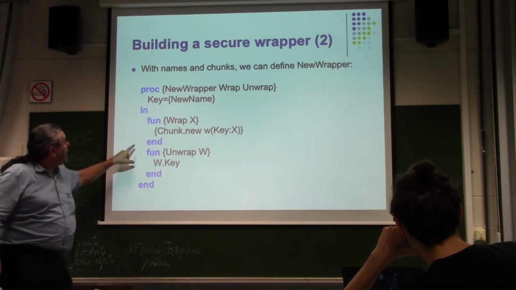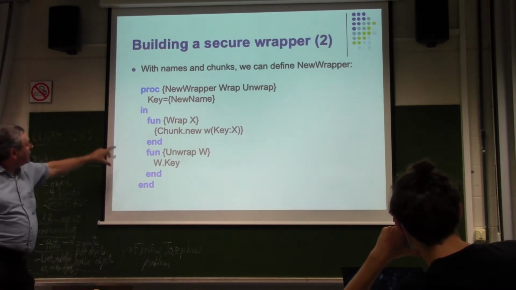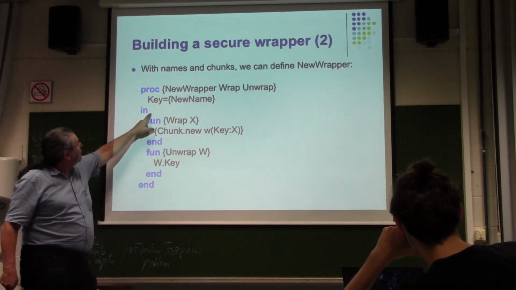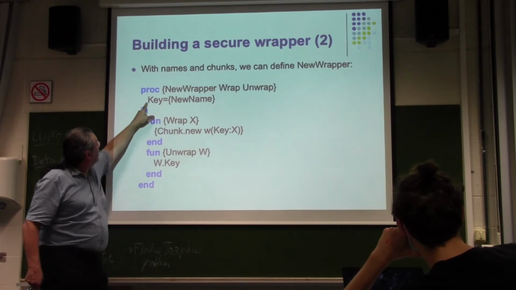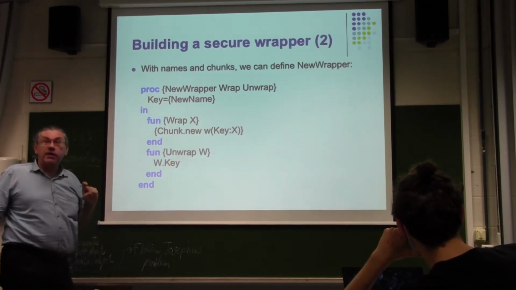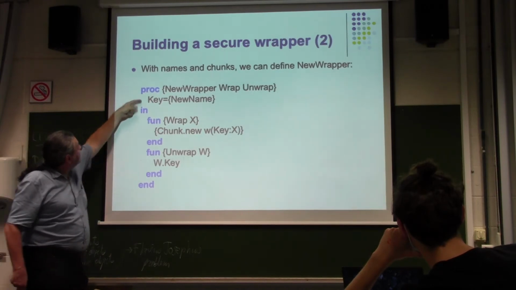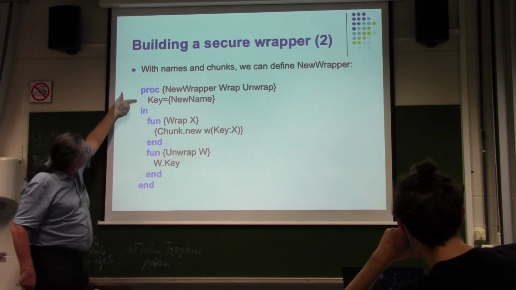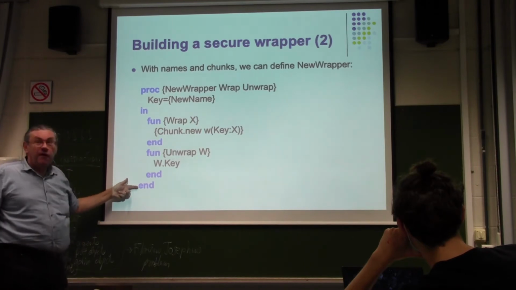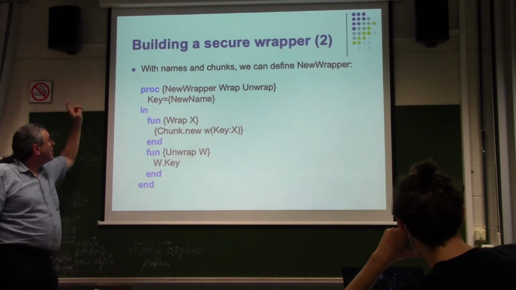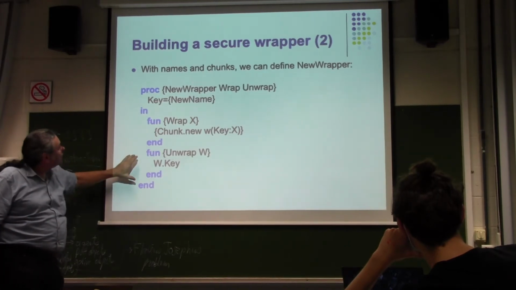So here's one way of defining wrap and unwrap. So here, this is new wrapper. So first of all, we create a new name. So this is a key. So I call it key because it's like a secret key. Notice this key is only known inside the scope of this procedure. It's not known outside. And now I define two functions.